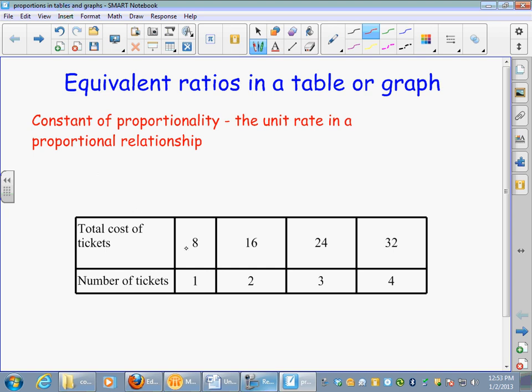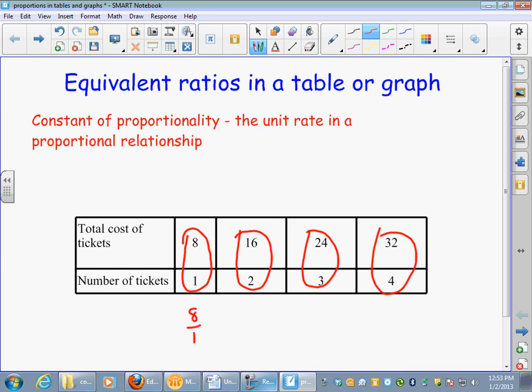If you're in a table of values, this table has the cost of tickets versus the number of tickets. So one ticket is $8, 2 is 16, 3 is 24, 4 is 32. You want to know, is this proportional? The way you check with a table of values is you take each individual rate and reduce it to a unit rate. If they're all the same, then yes, it is a proportional relationship, and that unit rate is the constant of proportionality.